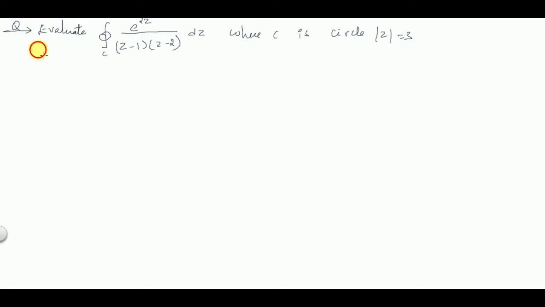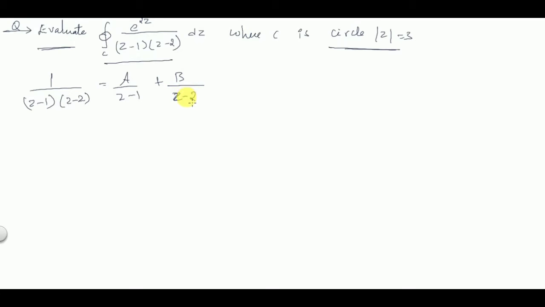So in this problem, we are given: evaluate the closed integral, where C is the circle |Z| = 3. First of all, we have to find the partial fractions of the denominator (Z-1)(Z-2). So it is A by Z minus 1 plus B by Z minus 2. The A value: substituting Z equal to 1, it will be 1 by 1 minus 2, so it is minus 1. B is equal to, substituting 2, 1 by 2 minus 1, which is equal to 1.